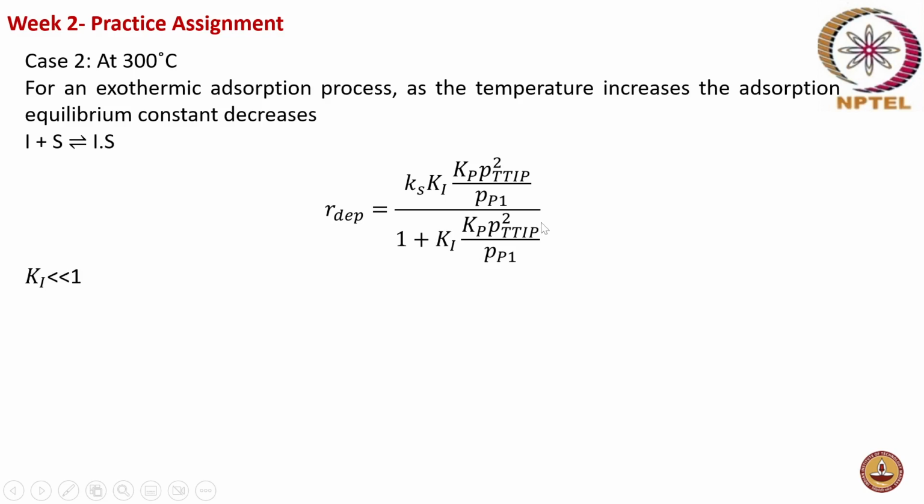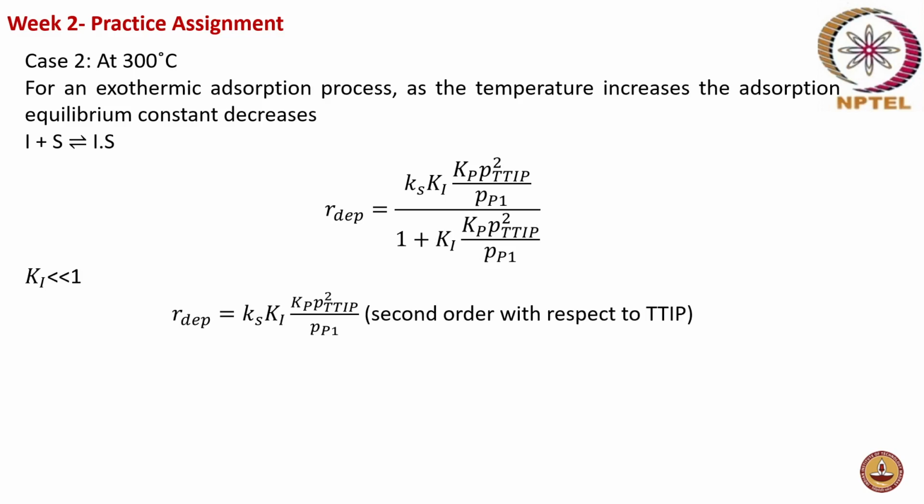So you will end up with an expression where the rate of deposition is second order with respect to partial pressure of TTIP. That is why at higher temperatures, in the entire partial pressure range of TTIP, the expression is second order with respect to TTIP. Okay, hope you all got it. Right?